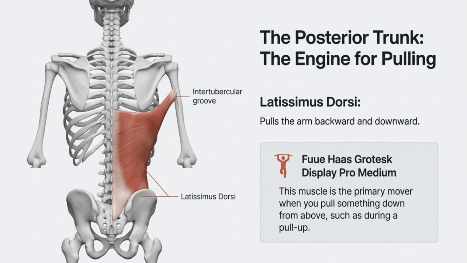Here, the latissimus dorsi takes center stage. Anatomically, it functions to pull the arm backward and downward. In practical terms, this muscle acts as the primary mover when you pull something down from above, providing the force necessary for actions like a pull-up.